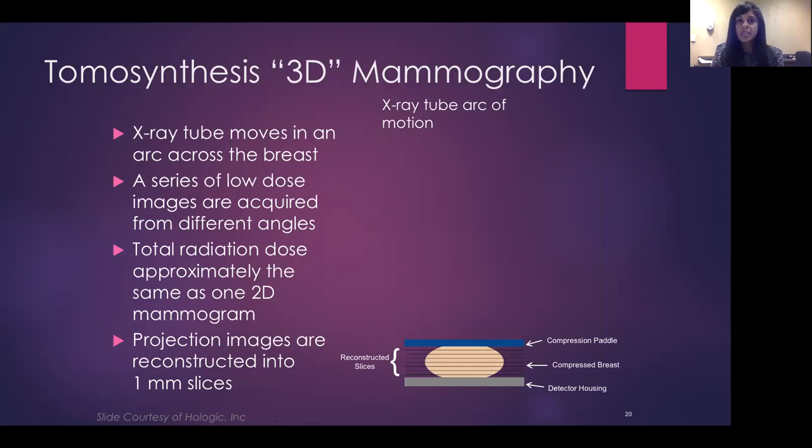When we compare this to tomosynthesis or 3D mammography, the X-ray tube moves in a 15-degree arc across the breast, and multiple low-dose images are acquired from different angles. So this creates a projection image. A computer algorithm will reconstruct these projection images into 1 millimeter thick slices, and so we're able to scroll through these images like a CT. And at Charlotte Radiology, we basically use those series of low dose images to reconstruct a 2D image as well. So this allows us to keep our radiation dose approximately equal to that of a single 2D mammogram. So this is just kind of showing how that works.